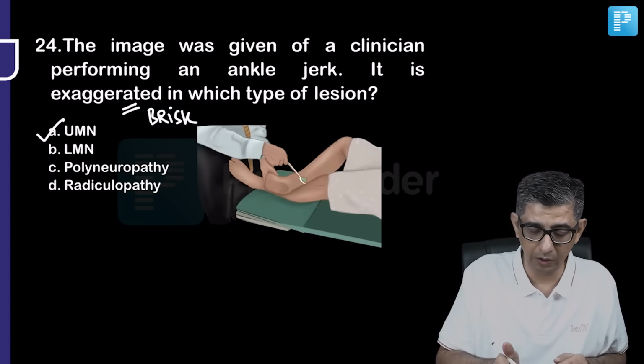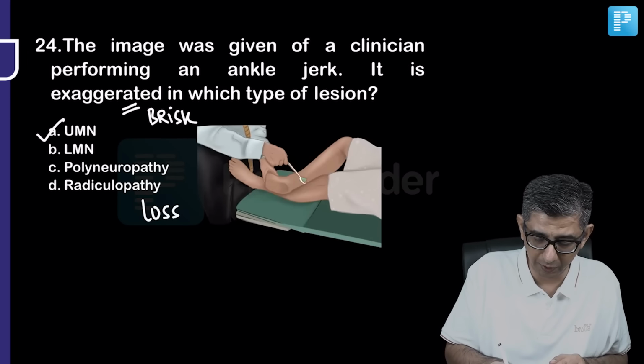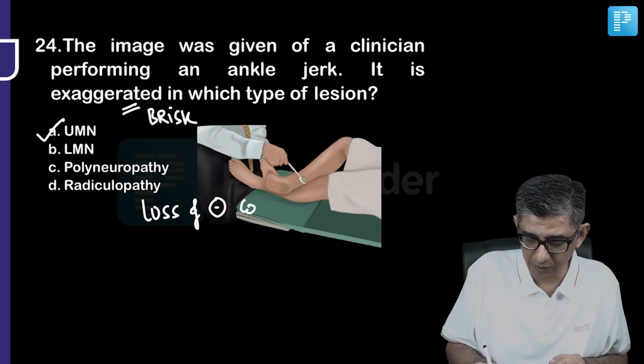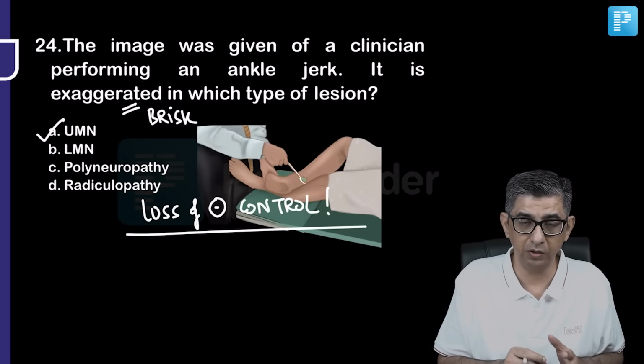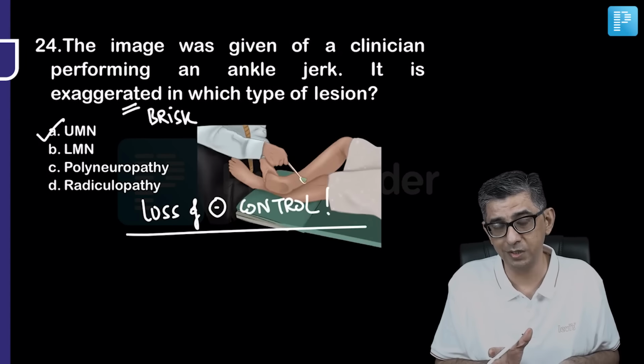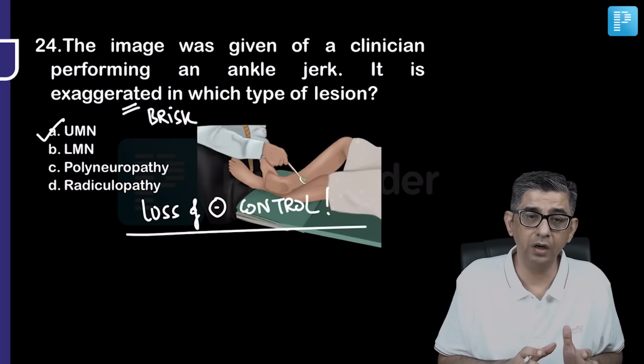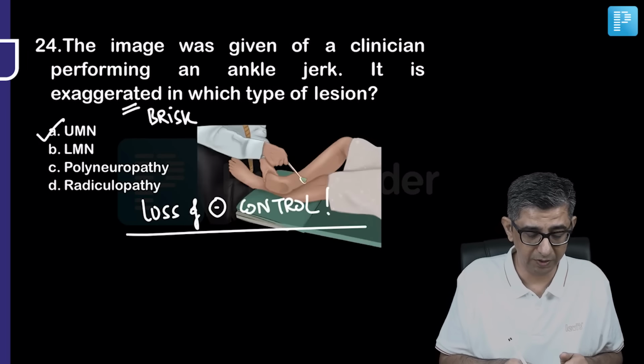In upper motor neuron lesion, you have loss of inhibitory control, as a result of which the reflexes tend to become relatively faster. And that is why we either use the word brisk, or sometimes we might even use the word clonus to describe an ultra brisk, ultra fast deep tendon reflex in a patient.